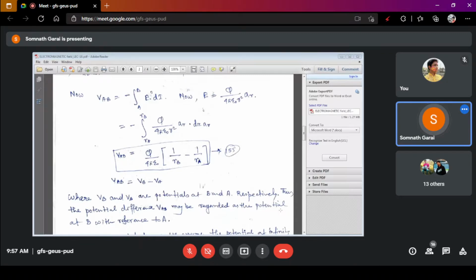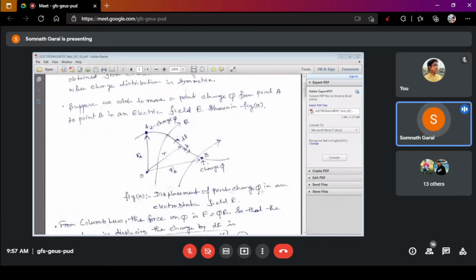Okay, that means we assume this point A is situated at infinity from the origin. That means this RA tends to infinity, and we move from the infinity point to a point whose distance is RB, and RB tends to small r. RB tends to small r, and RA tends to infinity.